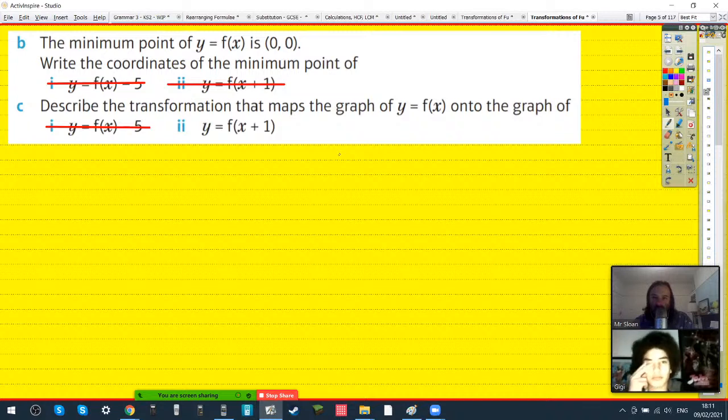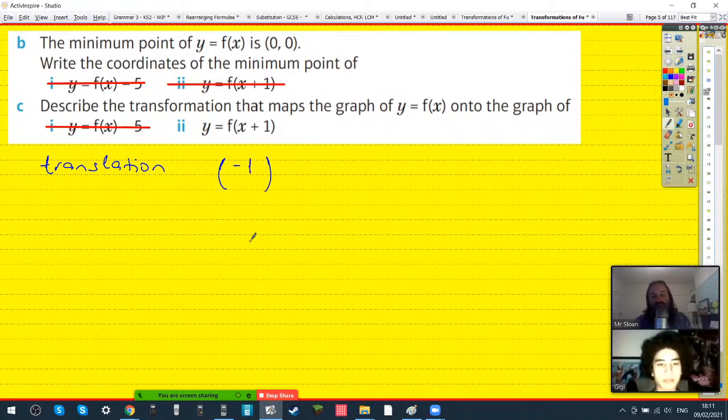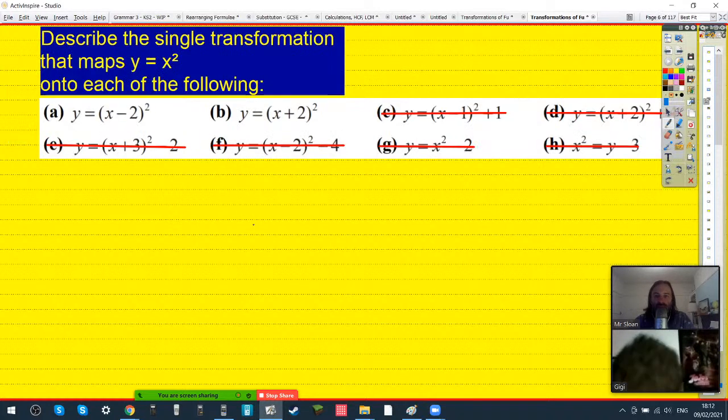Let's see. Describe the transformation. So what vector is that? Is it 1, 1? It is only in the x's, but this was -1 from the x. It would be -1, -1. Only x. -1, 0. Yep, -1, 0.